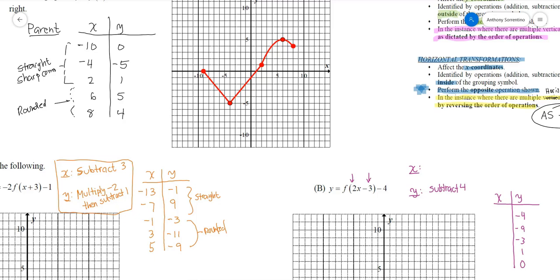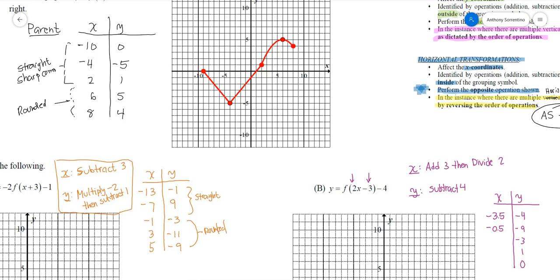So the first thing I would do for the x's is I'm going to add 3. And then after doing that, I'm going to divide by 2. So when I look at this, I'm going to go to -10. I'm going to add 3. That gives me -7. Divide by 2 is going to give me a -3.5. I can write it as -7/2 as I want to as well. -4, I'm going to add 3. I'm going to get -1. Divided by 2, I'm going to get a -1/2 or a -0.5.